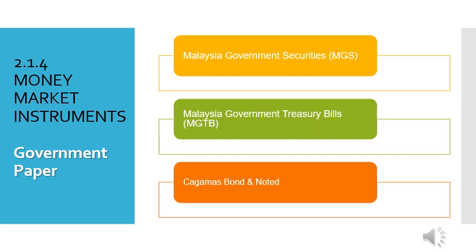For government papers, the instruments involved are three. First, Malaysia Government Securities (MGS). Second, Malaysia Government Treasury Bills (MGTB). And the last one is Jagamas Bonds and Notes.